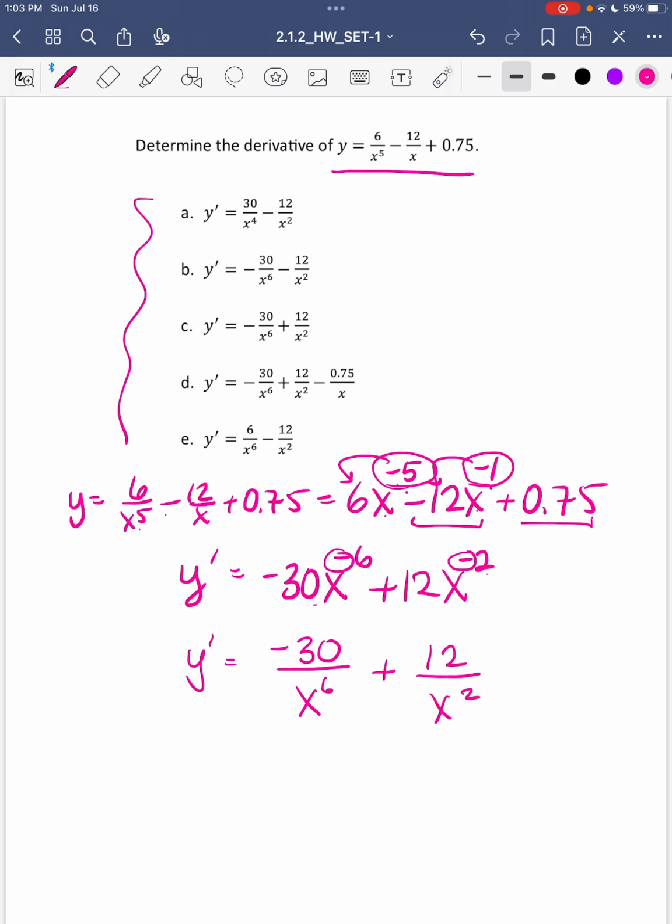So now we look at the answers to see which one is the correct one. And here we have y, the derivative y prime, is minus 30 over x to the 6th plus 12 over x squared. So this would be our correct answer.